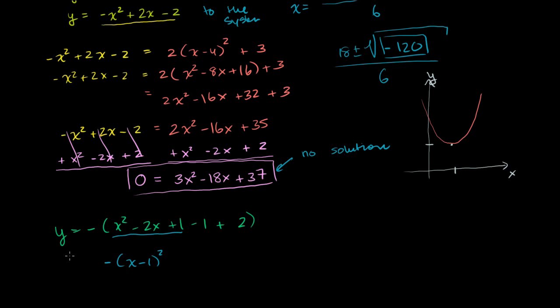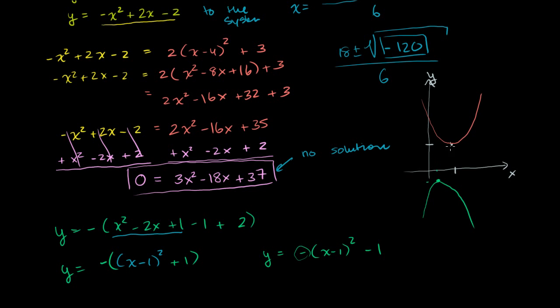Let me just do it one step at a time. I don't want to skip steps. Negative x minus 1 squared minus 1 plus 2. So that's plus 1 out here. Or if we distribute the negative, we get y is equal to negative x minus 1 squared minus 1. So here the vertex occurs at x is equal to 1, y is equal to negative 1. The vertex is there. And this is a downward opening parabola. We have a negative coefficient out here on the second degree term. So it's going to look something like this.